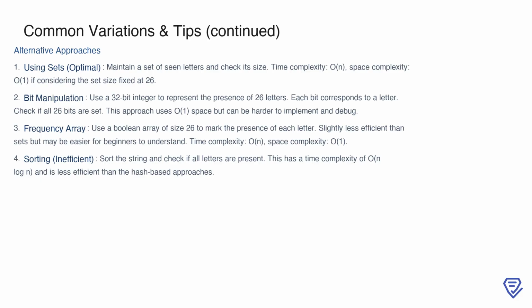Another approach is bit manipulation, where you use a 32-bit integer to represent the presence of each letter with individual bits. When all 26 bits are set, you know the string is a pangram. This method is space efficient, using only O(1) space, but it can be harder to implement and debug. A simpler alternative for beginners is a frequency array, where you use a Boolean array of size 26 to mark the presence of each letter. While slightly less efficient than sets, it's easier to understand.